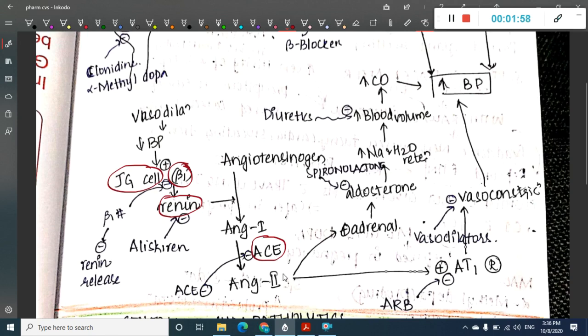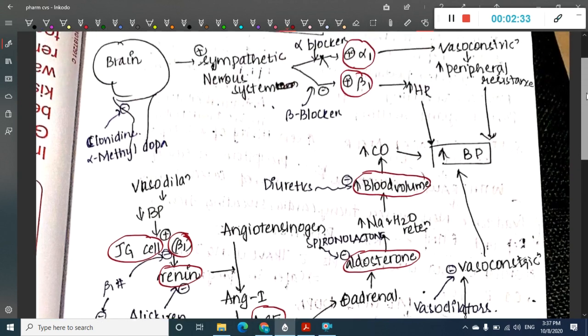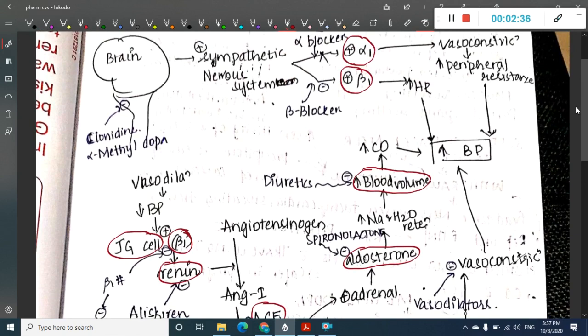This angiotensin 2 will have two effects. One, it acts on angiotensin receptors, AT1 receptors, and this AT1 receptor causes vasoconstriction. Second, angiotensin 2 also activates the adrenal gland. The adrenal gland's mineralocorticoid action gets stimulated, and it produces aldosterone. Aldosterone causes sodium and water retention. Because of this, there will be increased blood volume, and because of this increased blood volume, there will be increased cardiac output, thus causing increased blood pressure.